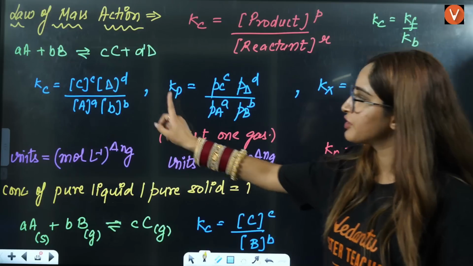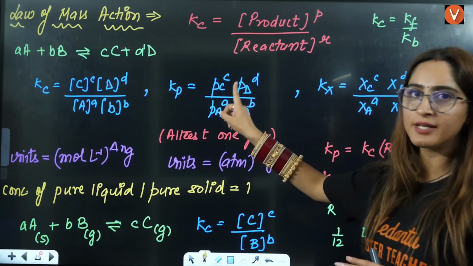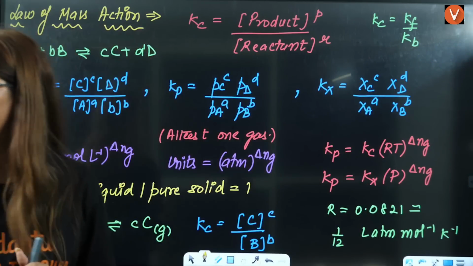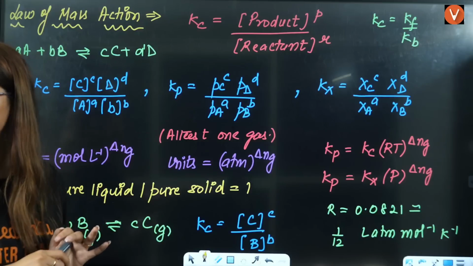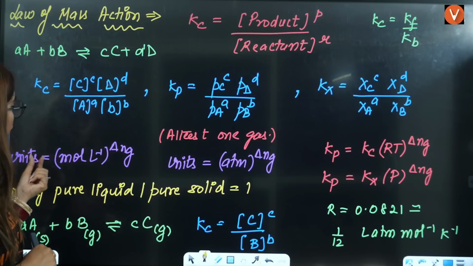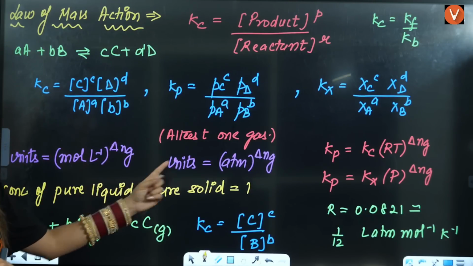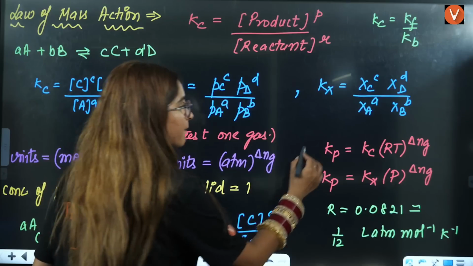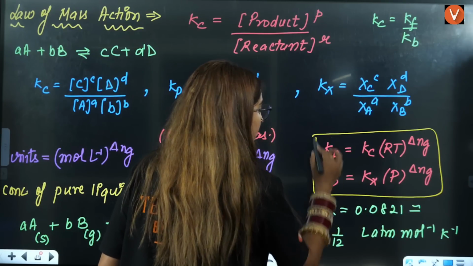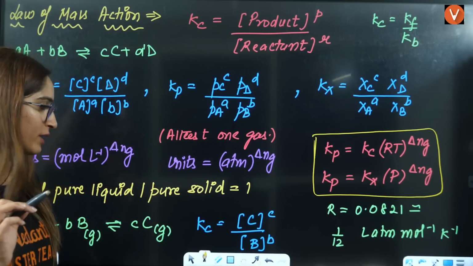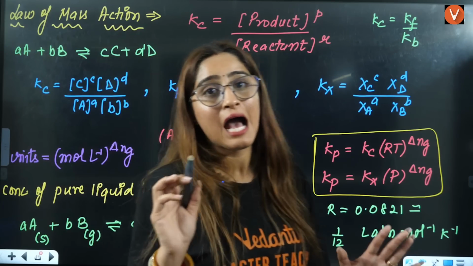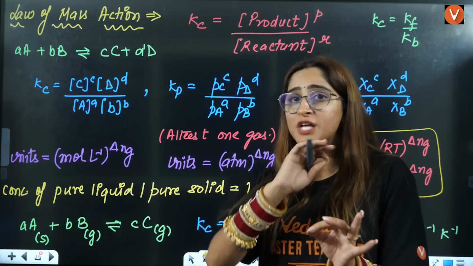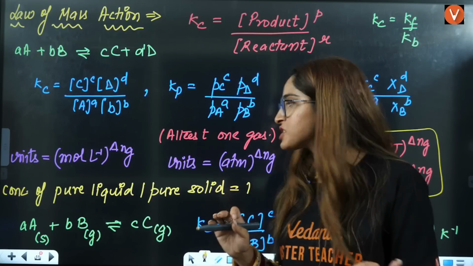If you talk about concentration, it is Kc, pressure it is Kp, and mole fraction it is Kx. Units are mole per liter to the power delta Ng for Kc, and atmospheric to the power delta Ng for Kp. The relation of Kp and Kc is very important, and Kp and Kx is also very important. Notes will be provided to you. After this session also, you are going to visit these notes and write all the formulas by yourself as well.